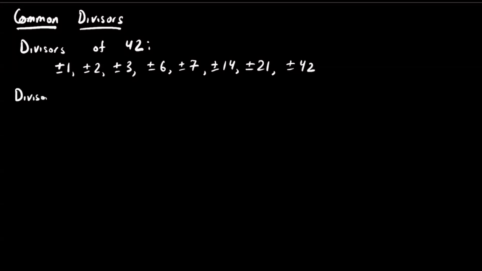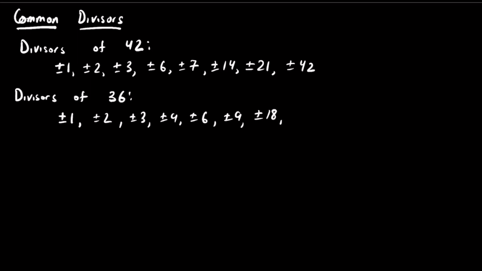We can also ask ourselves, what are the divisors of 36? And we can make the same list. We could say, okay, 1 and -1 always divide any integer. Plus minus 2 is a divisor of 36. Plus or minus 3 is a divisor of 36. Plus or minus 4. Plus or minus 6. Plus or minus 9. Plus or minus 18. Whoop, I think I forgot one. Plus or minus 12 comes first, then plus or minus 18, and then plus or minus 36.